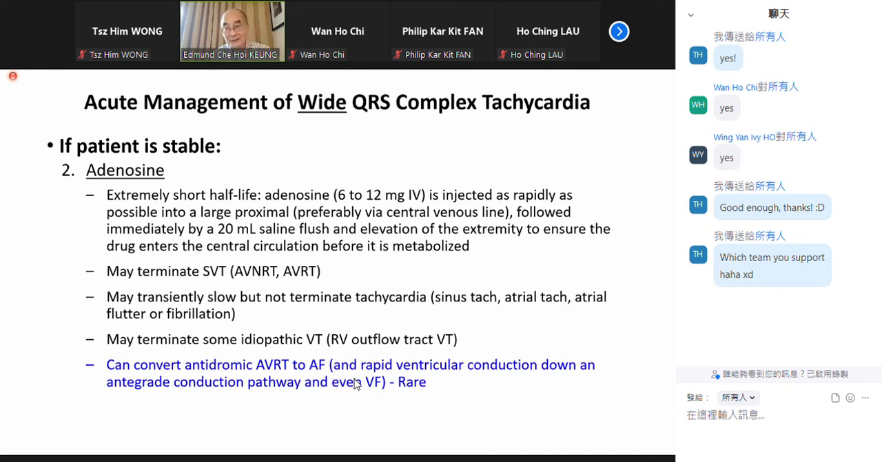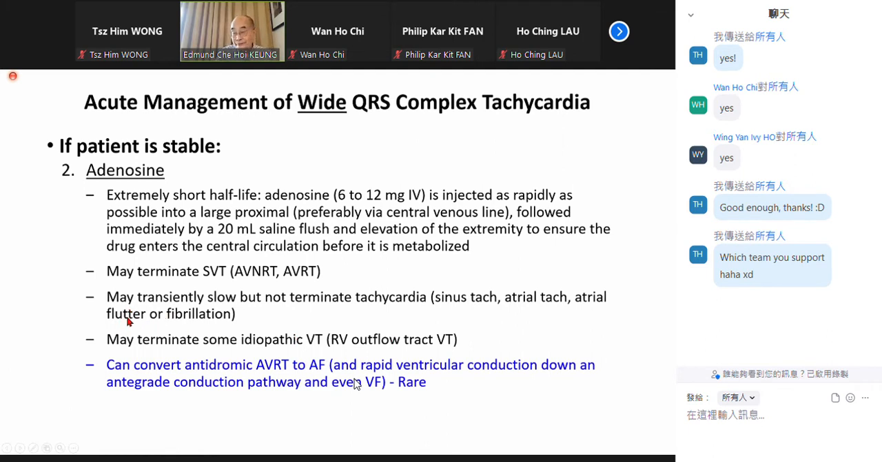You don't drip it in. Otherwise, by the time it gets inside the body, it's deactivated. You want a bolus to work on the AV node. So it may terminate SVT, AVNRT, or AVRT, but it can transiently slow down AV nodal conduction. It may not terminate the tachycardia, for example, sinus tach. You don't terminate sinus tach, but you can slow it down so you can see the P waves. Atrial tach, atrial flutter, that's very important.